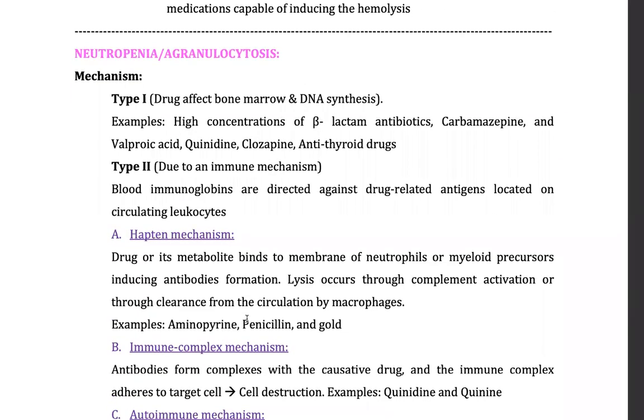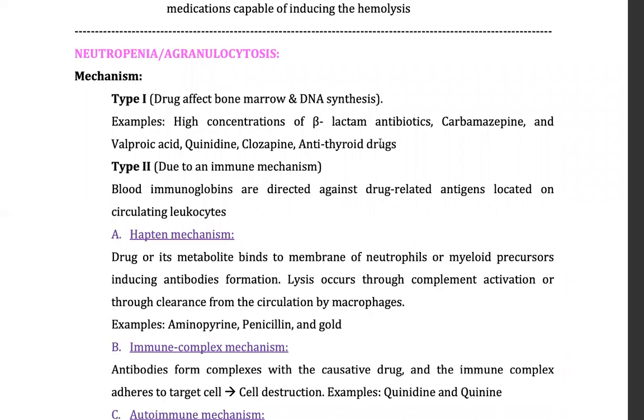Third disorder is neutropenia, or we can say agranulocytosis. There are generally two types, type 1 and type 2. Two types of mechanism which induce neutropenia or drug-induced agranulocytosis. The type 1 is the drugs that affect the bone marrow and the DNA synthesis.